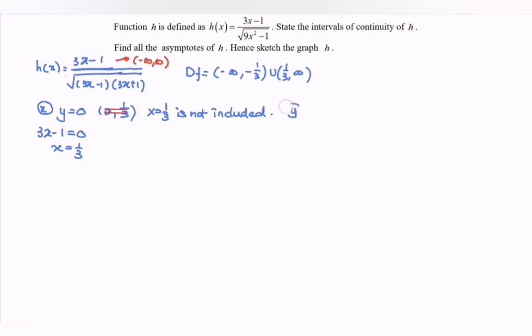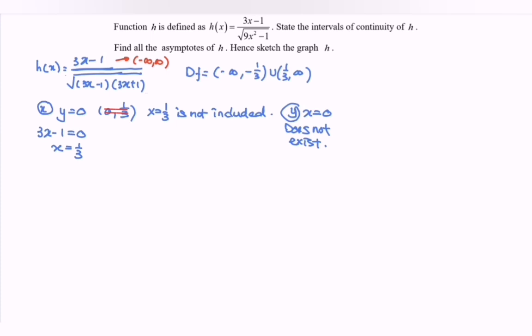Then for the y-intercept, x equals 0. By referring to the domain, we notice that x cannot be equal to 0 because it's not defined. So the y-intercept does not exist.